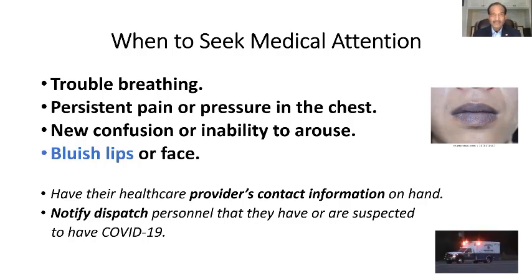The important thing for the care provider at home is to have the provider's contact information, the physician's or the hospital's contact information handy so that you can make that call. Also, if you end up activating the emergency medical system, i.e. calling the ambulance by calling 911 in the United States, you must notify the dispatch personnel that they are coming to attend to a suspected or diagnosed patient who has COVID.